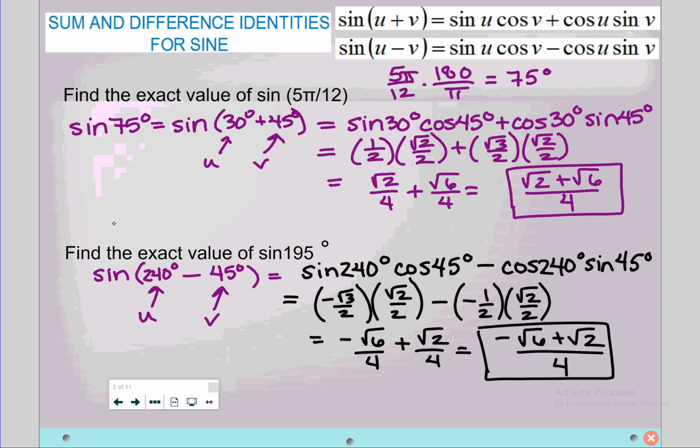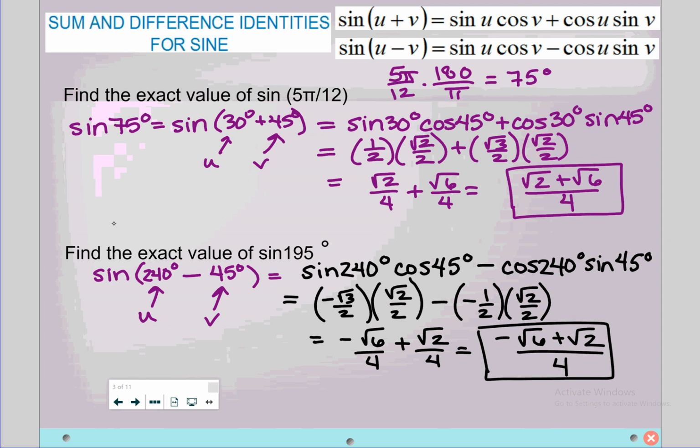Negative rad 6 plus rad 2 over 4. How do we do? Good? If you had on the top rad 2 minus rad 6, it would be the same answer. Any questions? Just be careful with the negatives to get some bigger angles there.